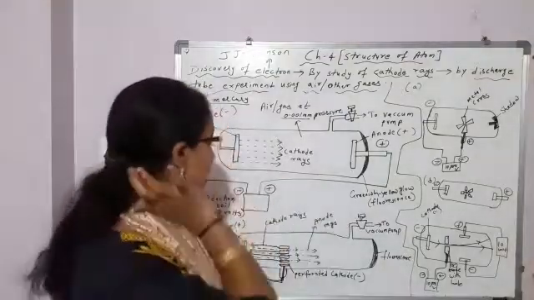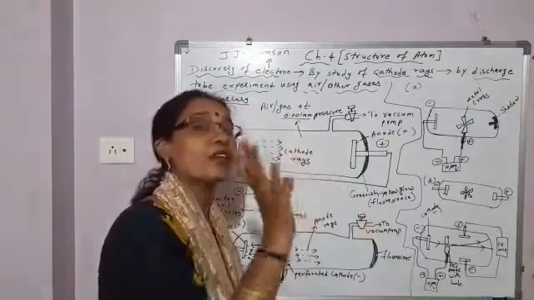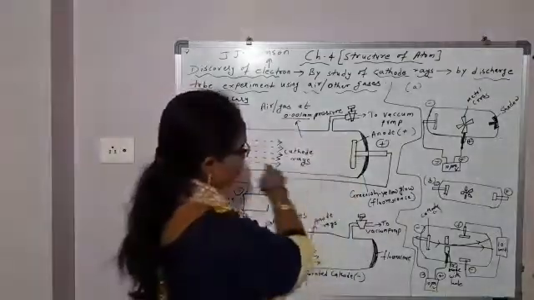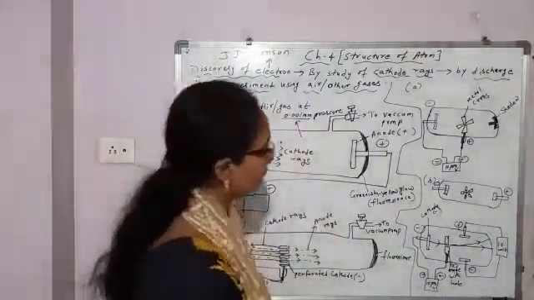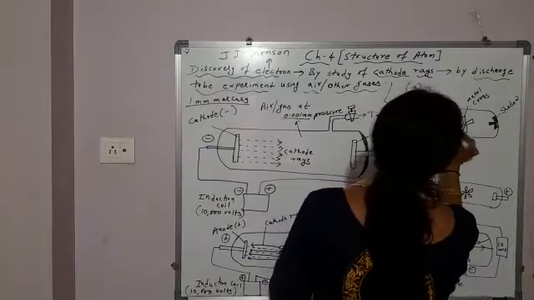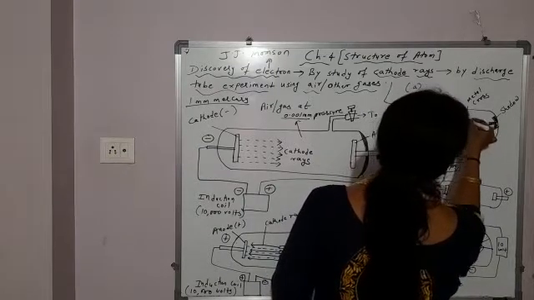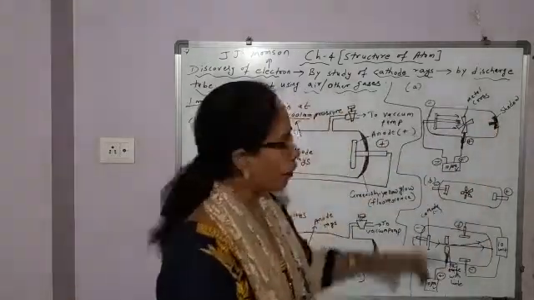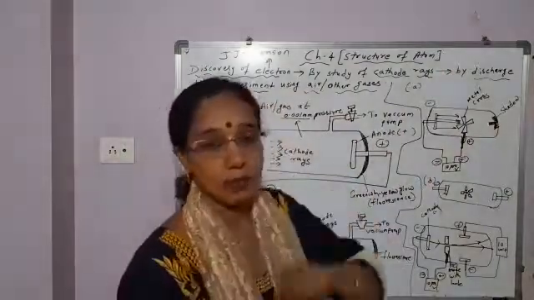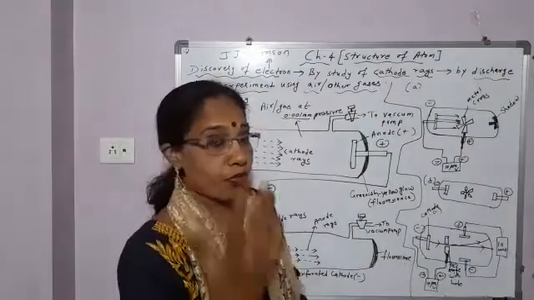Okay, next. After the discovery of these cathode rays, the properties of cathode rays were studied. For that, in the same discharge tube in which this experiment was done, on the path of these cathode rays, a metal cross was placed, to study the property of cathode rays. So what was found?